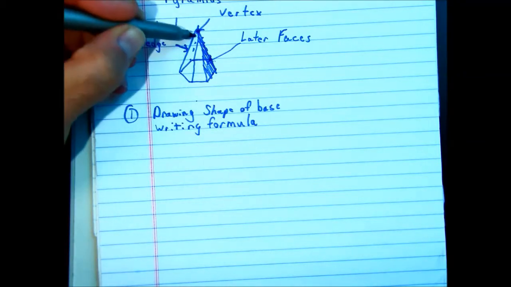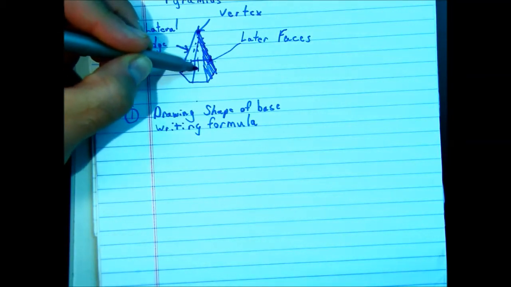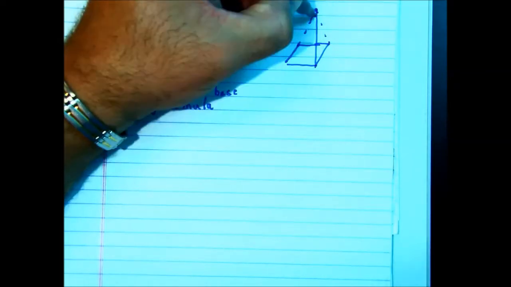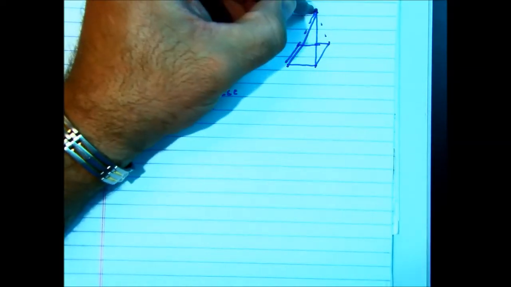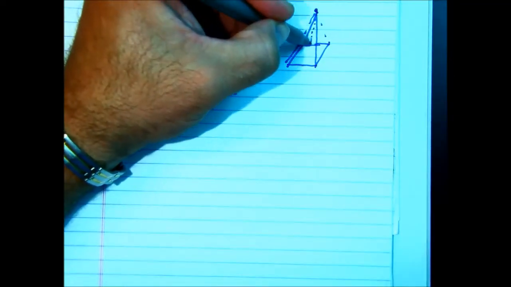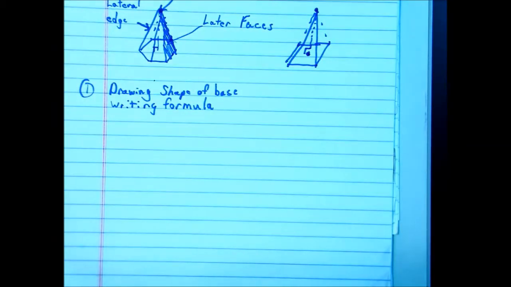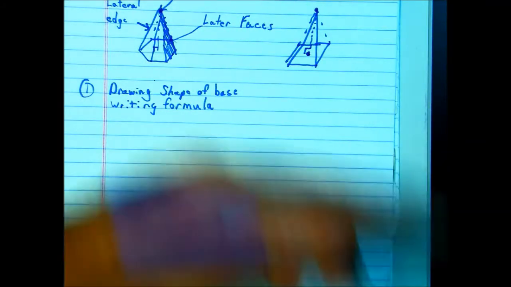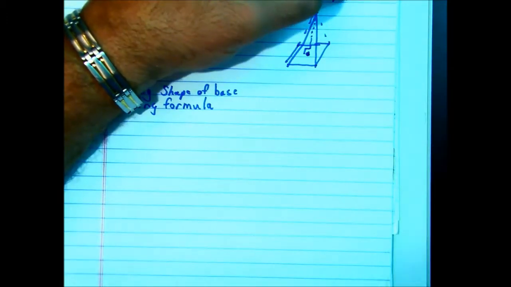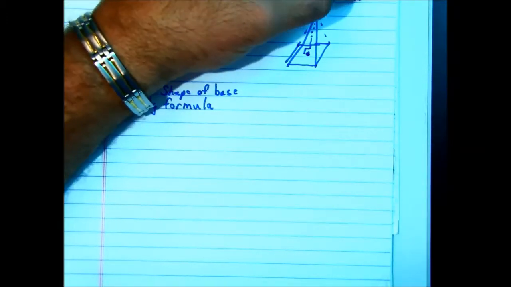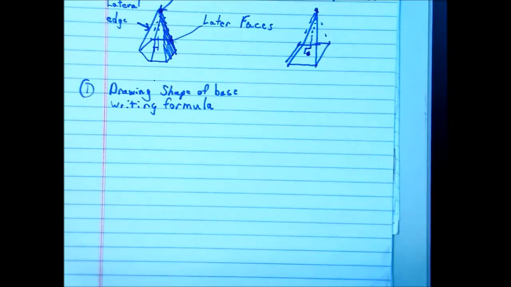Now, here's where we get tricky. The shape itself has an altitude, and that goes right down the middle. So I'm going to draw a different type of shape, a square pyramid this time, because it's easier to see what I'm going to talk about. It starts at the top and drops down to the center of the base. That's called an altitude. It's how tall the shape is.